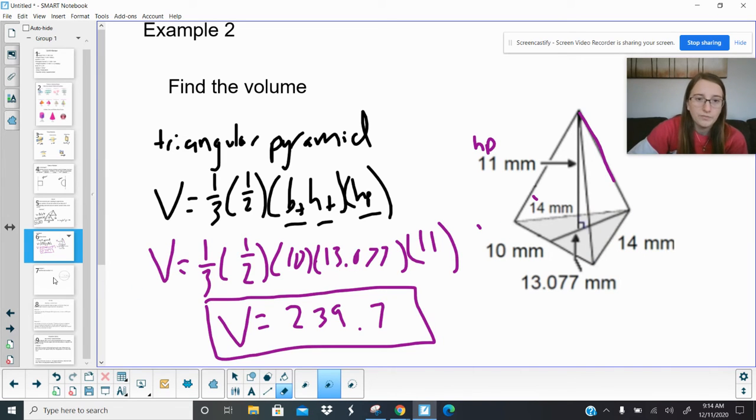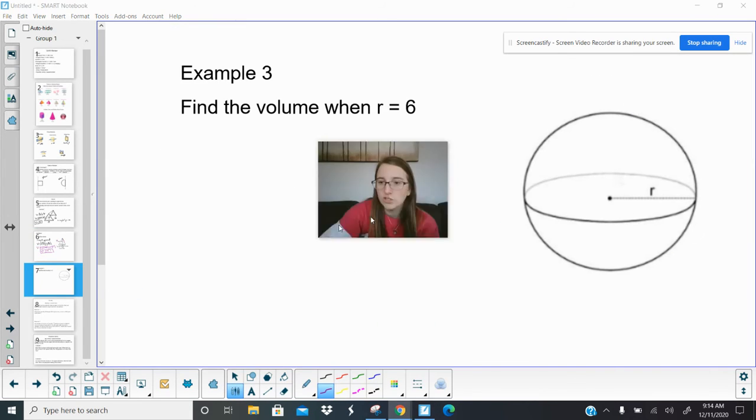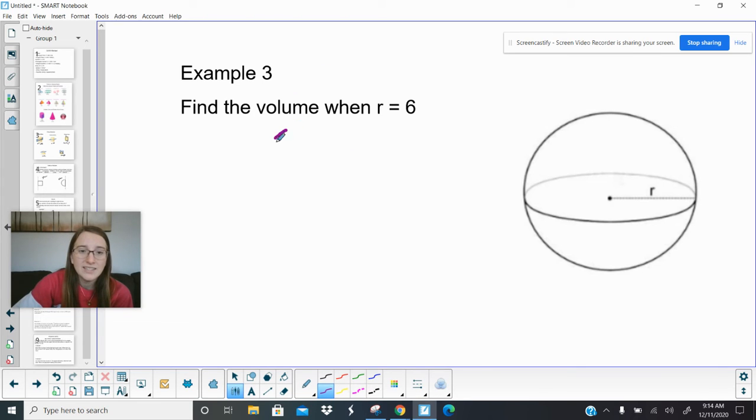Okay, let's try one more. What is this shape that we have here? This is a sphere. Copy down the formula for volume of a sphere. Take a moment to do that. Volume equals 4/3 times pi times r cubed.